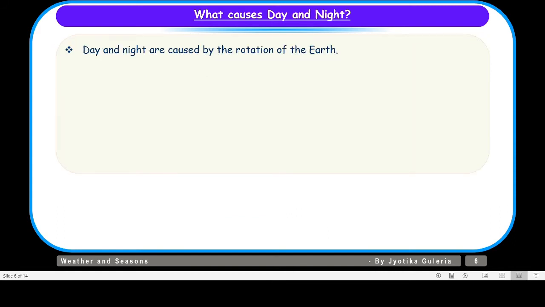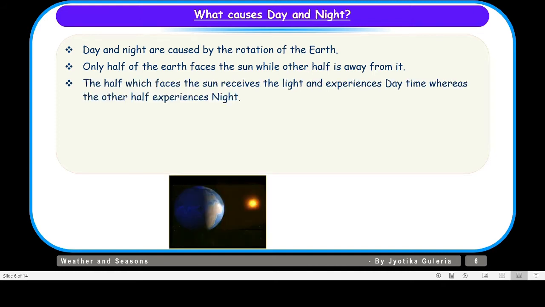So now let us understand how this movement, rotation, is responsible for the formation of day and night. Day and night are caused by the rotation of the earth. Only half of the earth faces the sun while other half is away from it. The half which faces the sun receives the light and experiences daytime, whereas the other half experiences night. As you can see here, the part of the earth that faces the sun receives the sunlight and has day, whereas the other part which does not receive the sunlight has night.